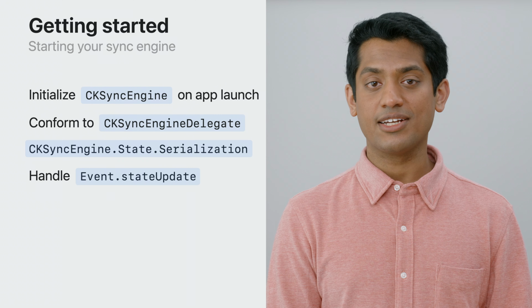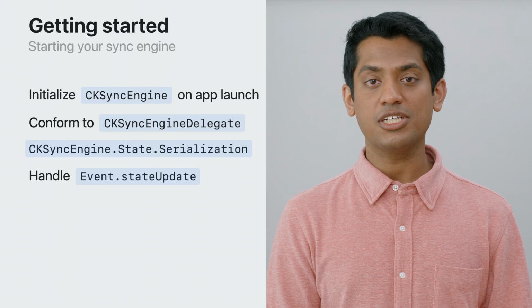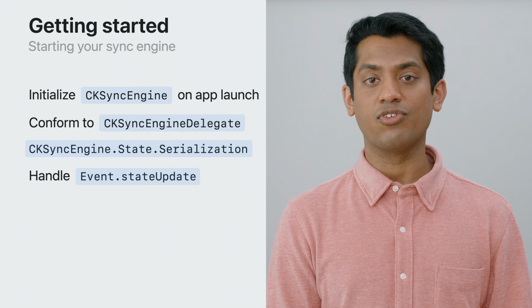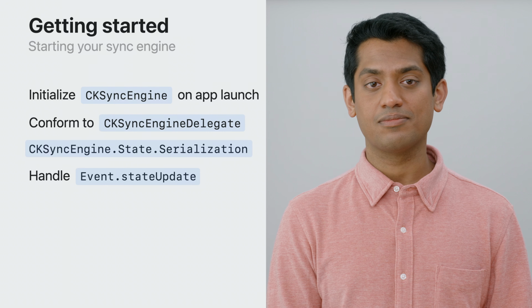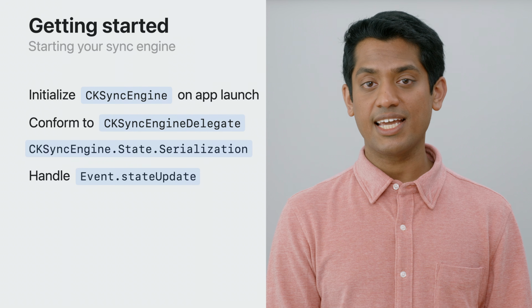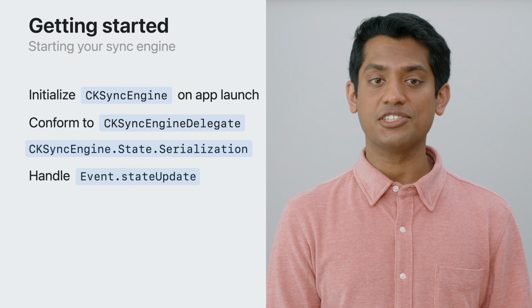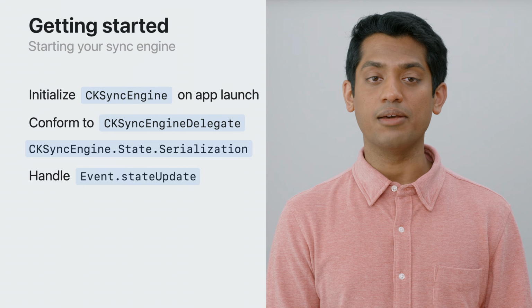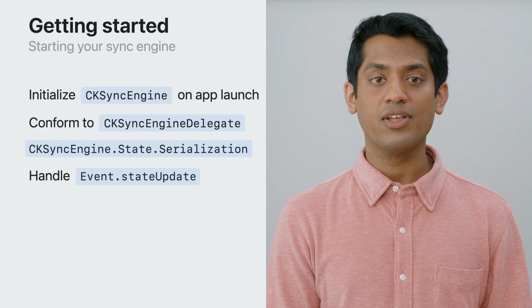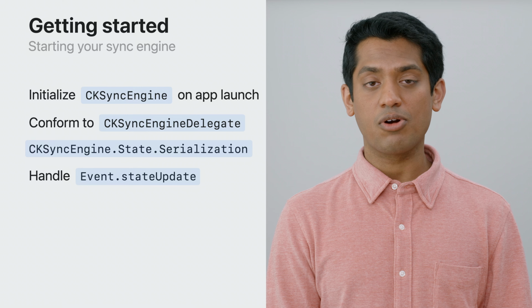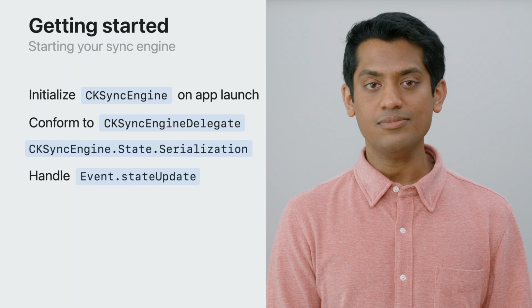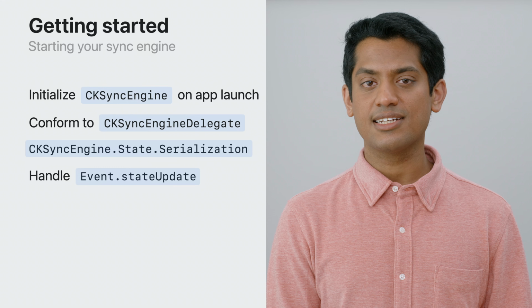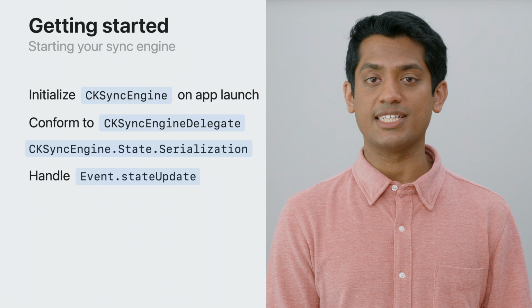While performing sync operations, it will occasionally give your delegate an updated version of this state in the form of a state update event. Whenever the Sync Engine gives you a new state serialization, you should persist it locally. This way, you can provide it the next time your process launches and you initialize your Sync Engine. To help understand this, I'll explain it using a few code examples.